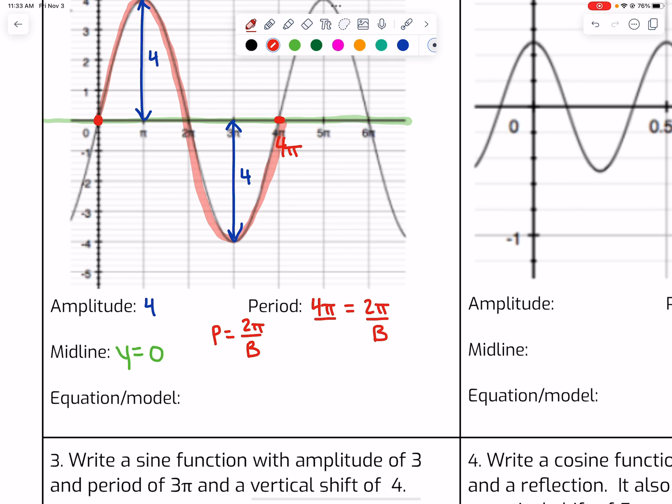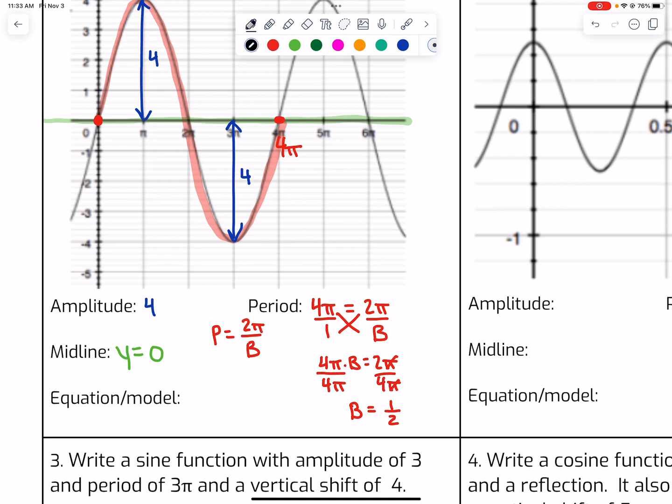So I'm just going to put a 1 underneath the 4 pi and do a quick cross multiply. So 4 pi times b would give me 2 pi. Then I just divide out 4 pi, and I get that my frequency is 2 pi divided by 4 pi. So the pi would cancel out, and it's just 1/2. So now I can write the equation with everything included.